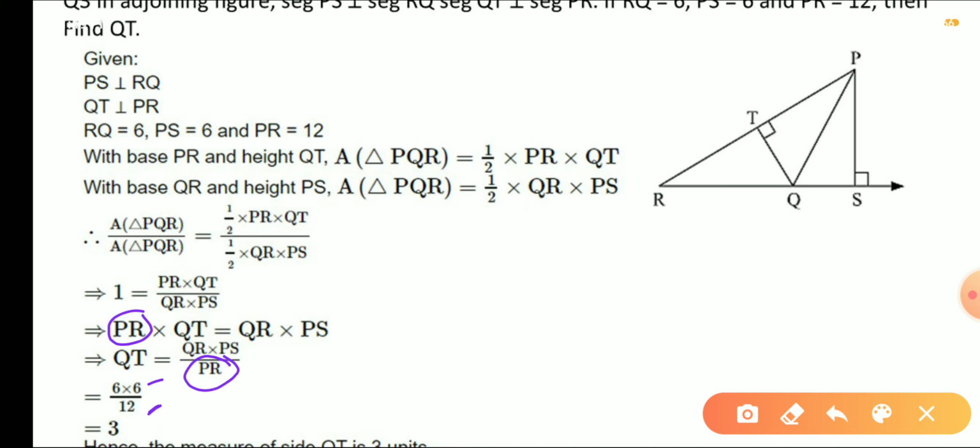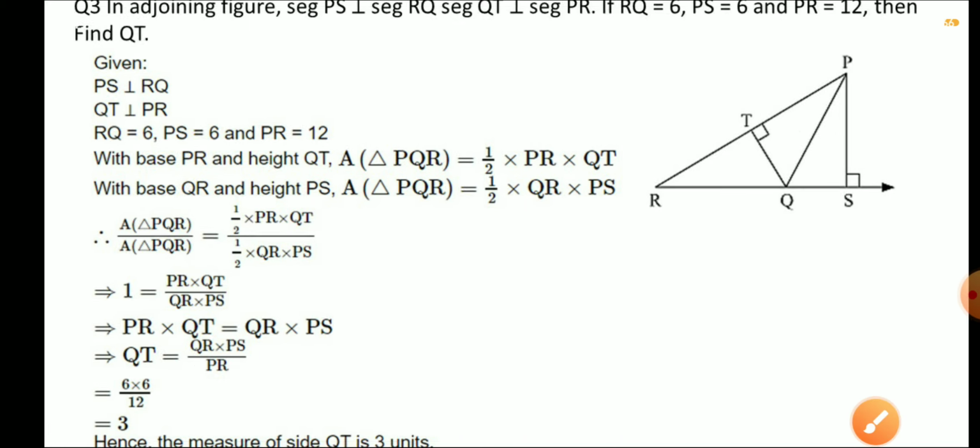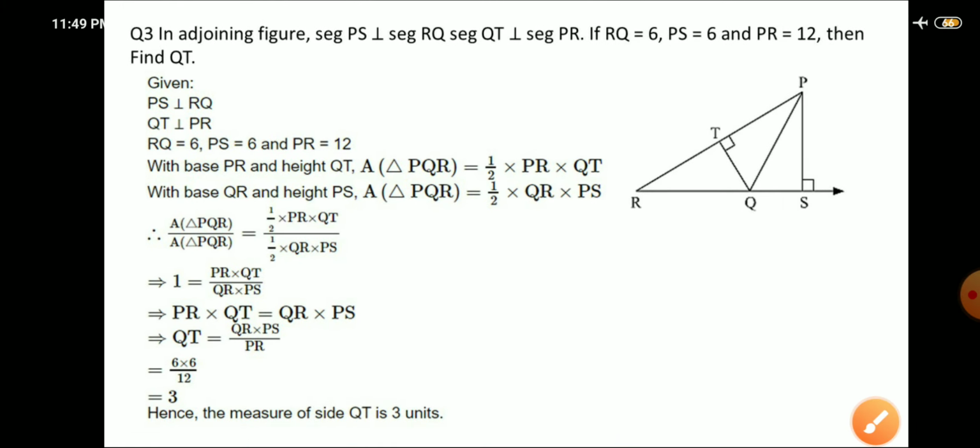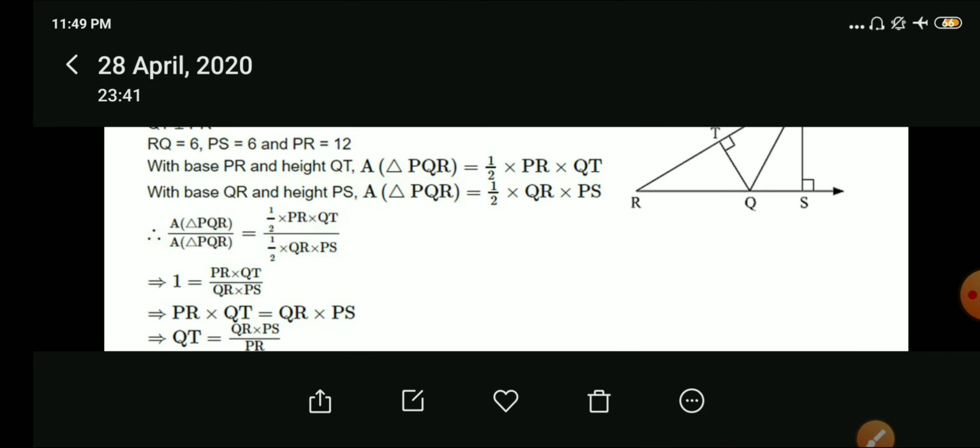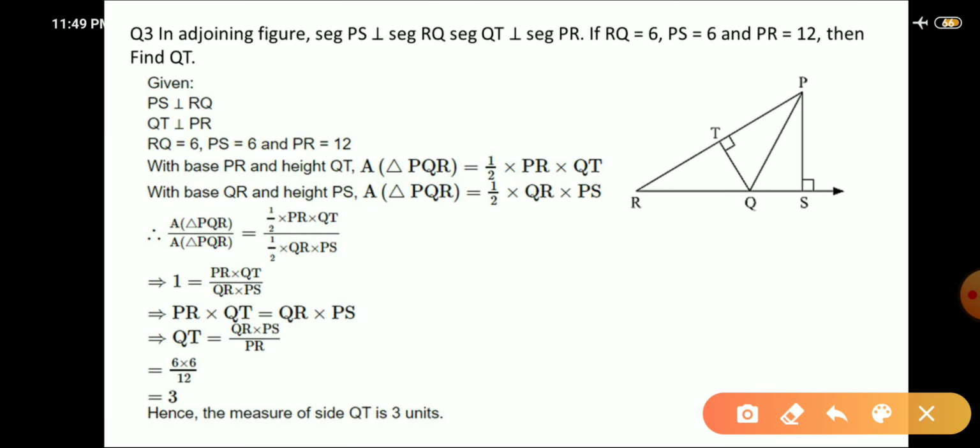Therefore, we finally get the result 3. Therefore, the length of QT which we had to calculate is 3 units.